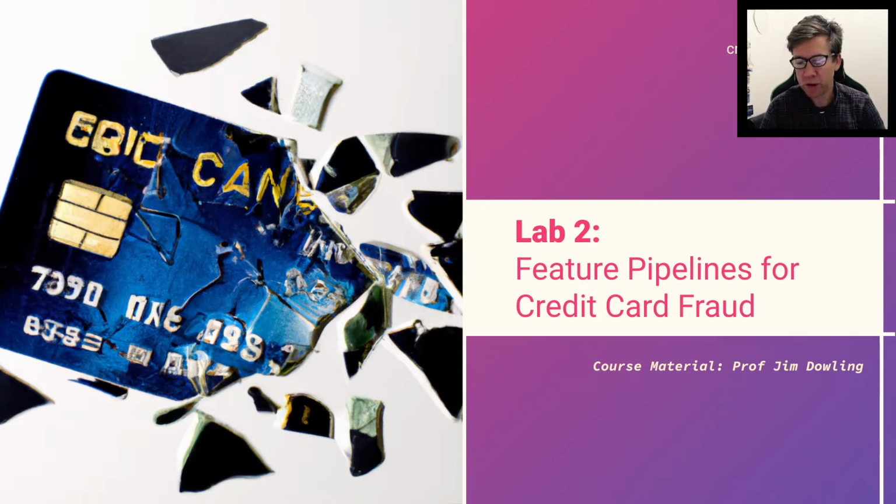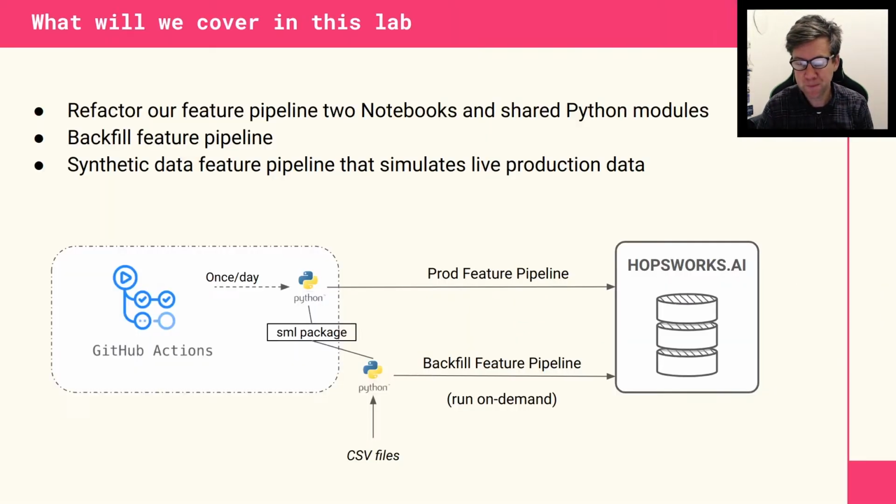In this lab we're going to build feature pipelines for the credit card fraud prediction problem that we're going to work with in the rest of the course. So in this lab we're going to cover building the feature pipelines for writing features to the feature store for the credit card fraud prediction problem.